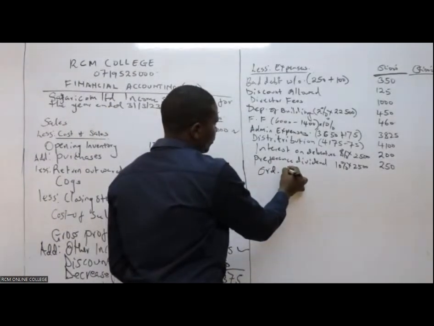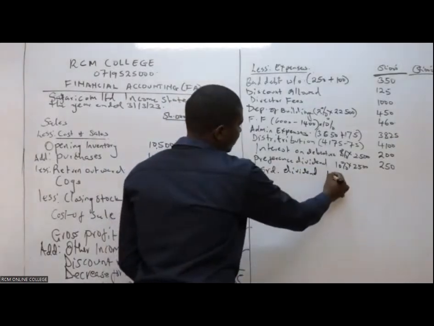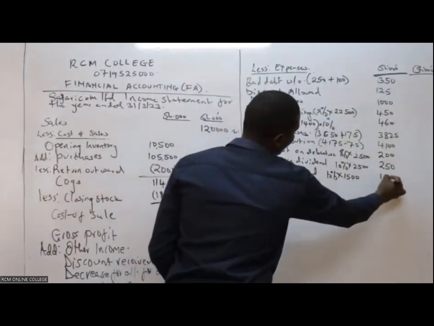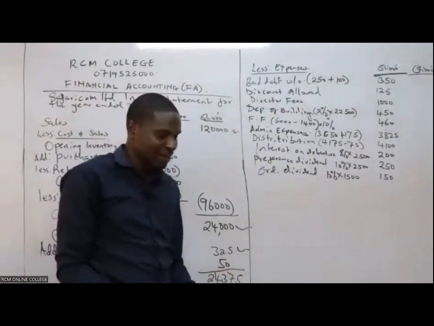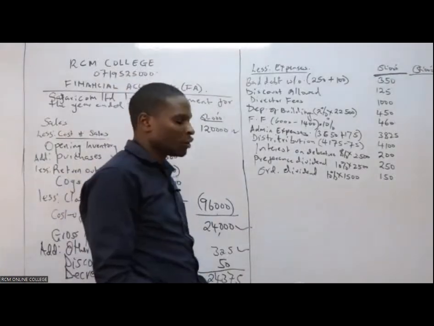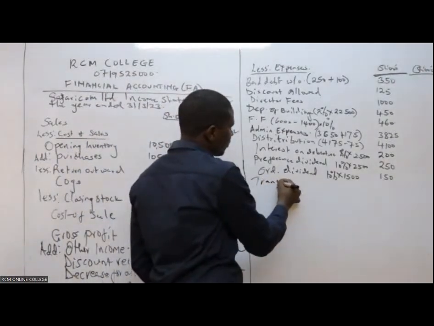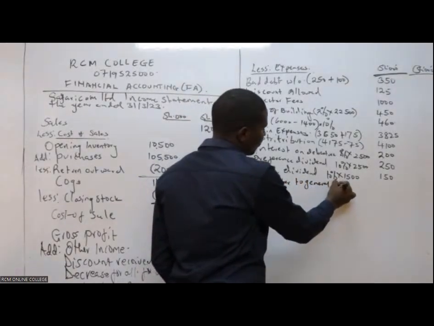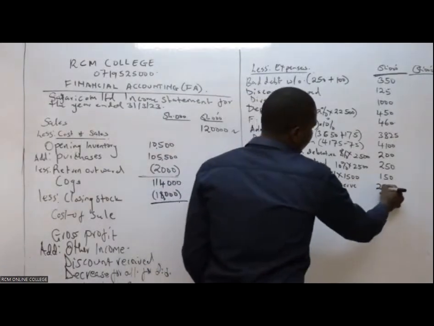Ordinary share dividend. We are told to take still 10% of the shares, 1500, which will be 150. At last, the last thing, there was something that was transferred to the general reserve. Transfer to general reserve, which was 2500. That one was just direct 2500.